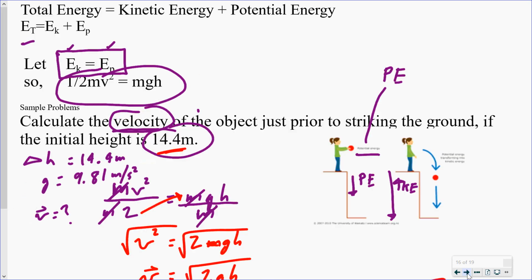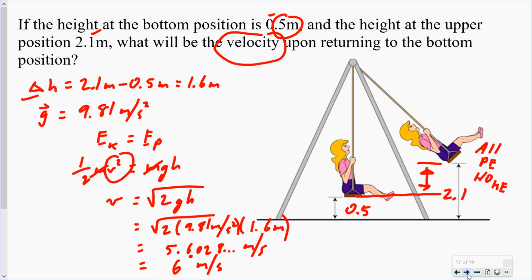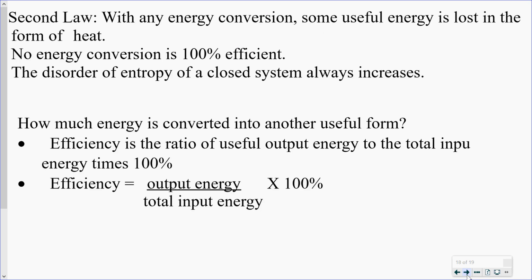So if energy can't be created or destroyed, why doesn't it reach the same height? And why do we not have the same velocity all the time? Well, the energy is not lost, but useful energy is released, and it is released in the form of heat, and that is what the second law says. With any energy conversion, it will not be 100% efficient. Some energy will be released. Again, not lost, that's not really the right language. Useful energy, we could say, is lost. Energy is released in the form of heat.